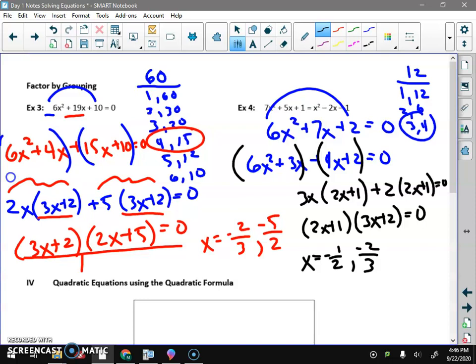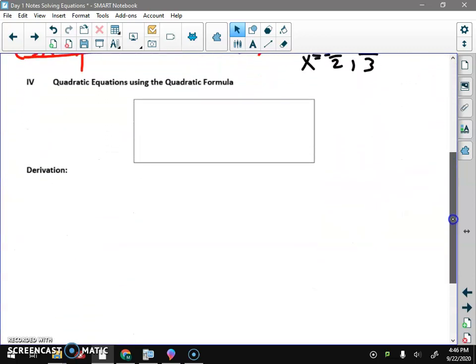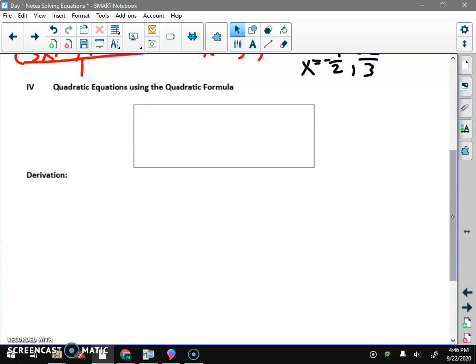All right. What happens if you can't do any of these methods? You have the quadratic formula. Now, in my world, the only way you can use the formula is if you derive it. I can't just hand it to you. We got to figure it out. So, great place to stop. Part 2 of today, we'll derive the quadratic formula.